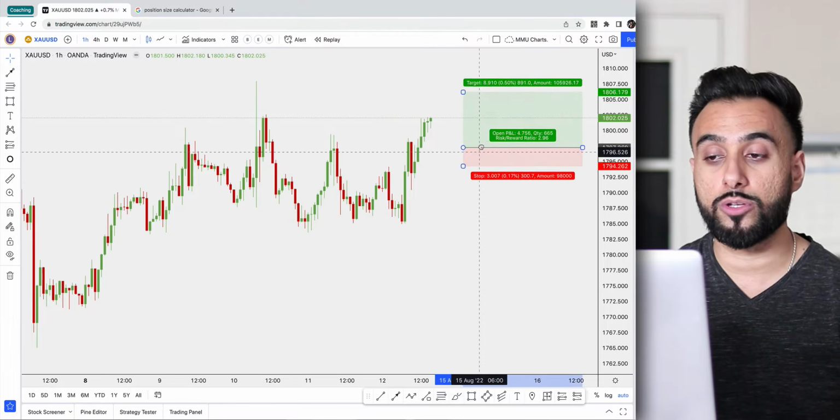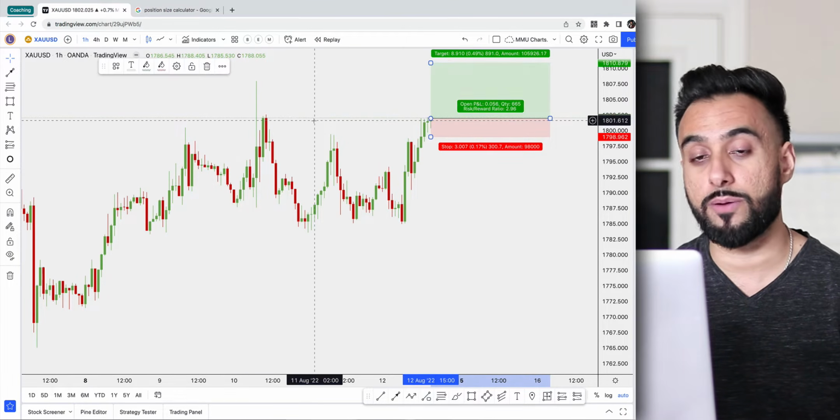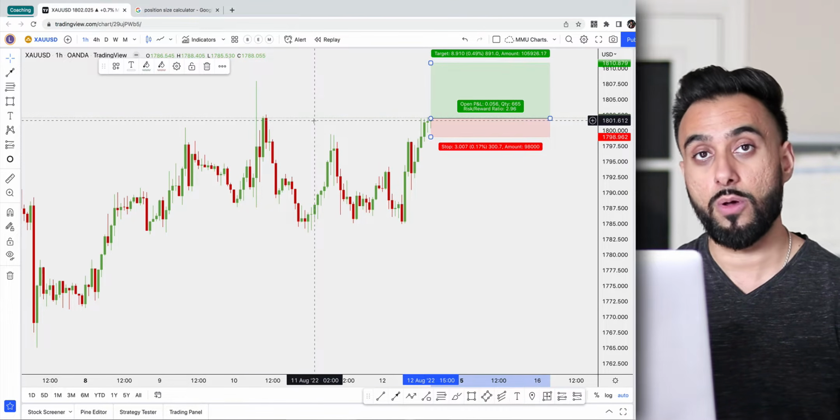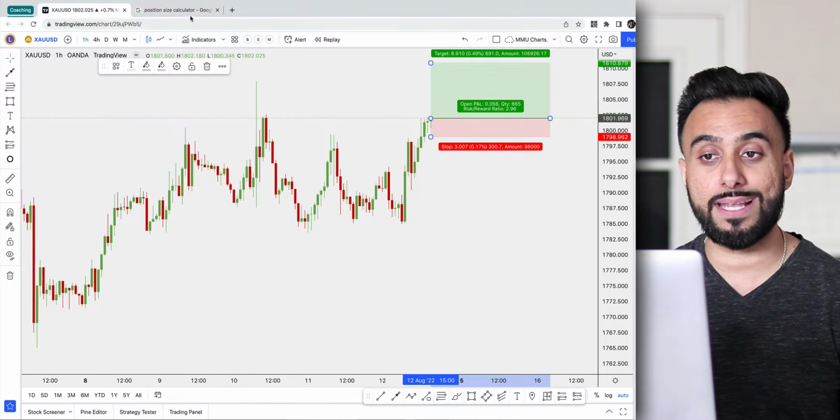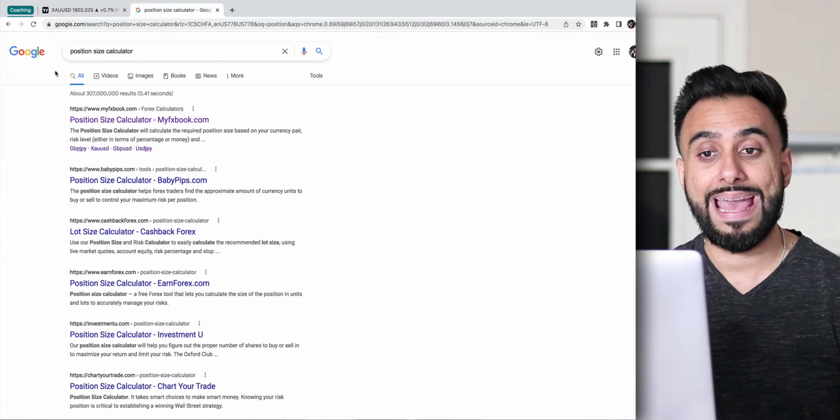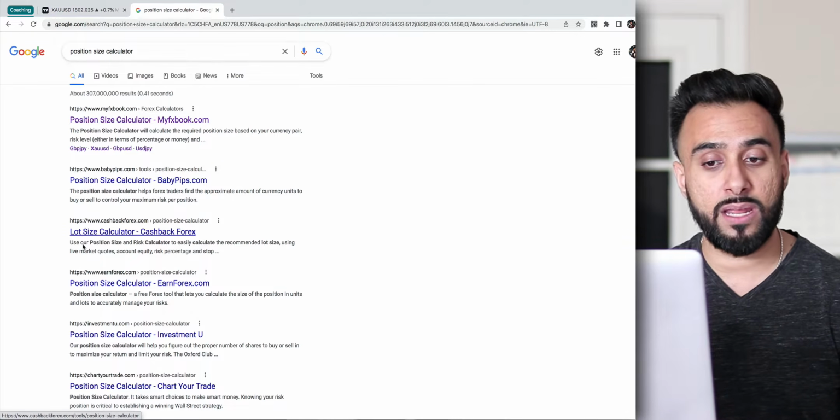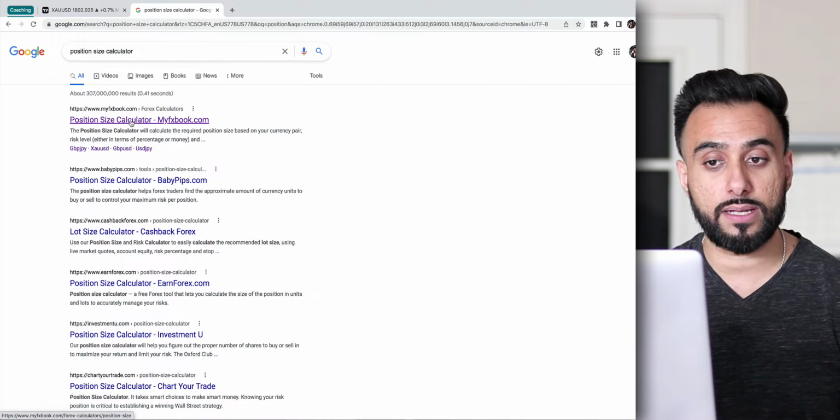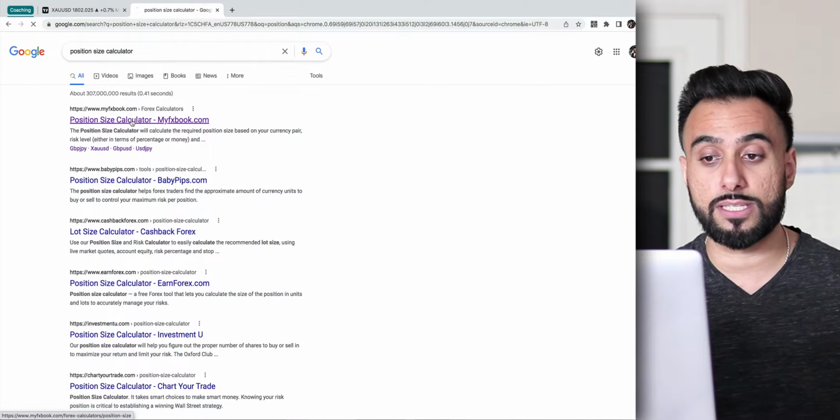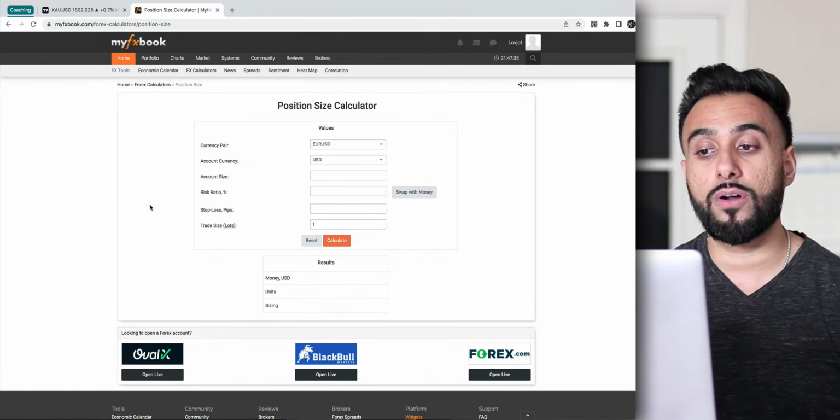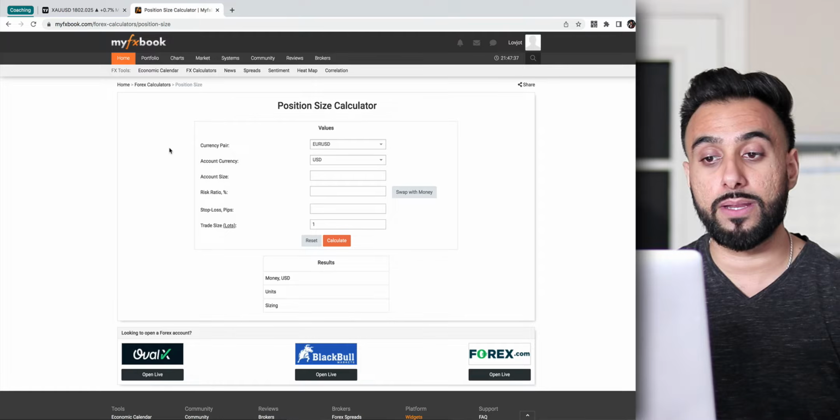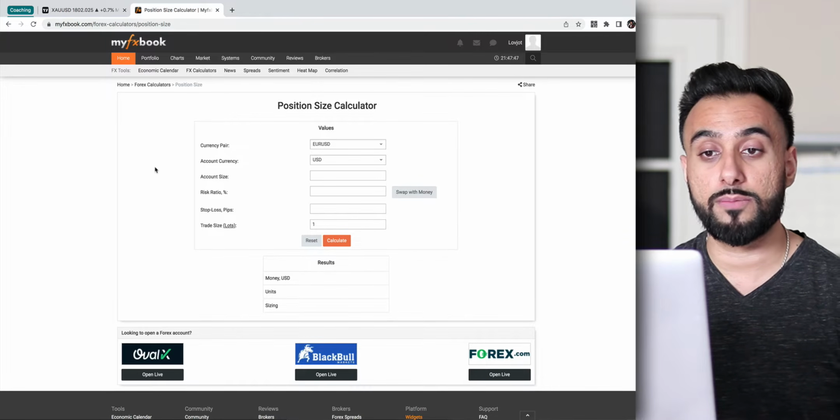So going back to the 1 hour, let's understand how to calculate the actual lot size we need in order to have a rules-based money management approach when it comes to trading gold. The first thing we would do is pull up in Google any position size calculator. This is the one that I use, but any of them would work. Just click on your favorite position size calculator and let's go over what to type and how to type it to determine the actual risk size when it comes to trading gold.